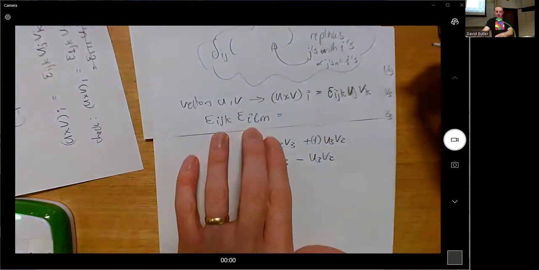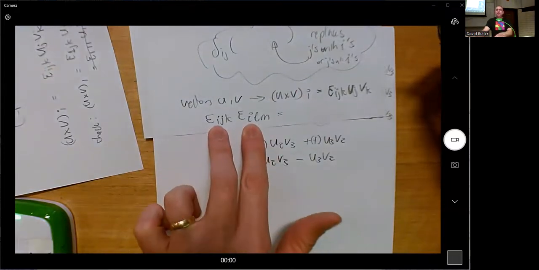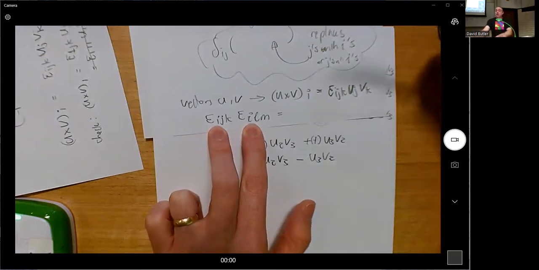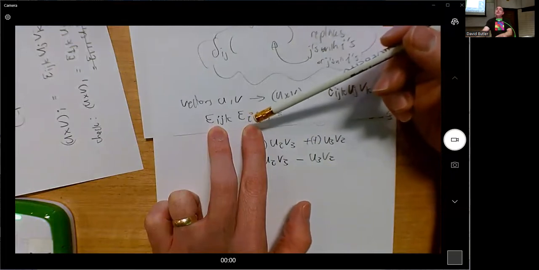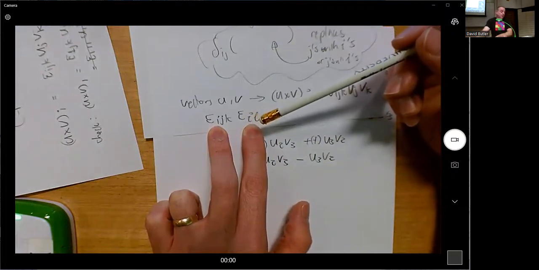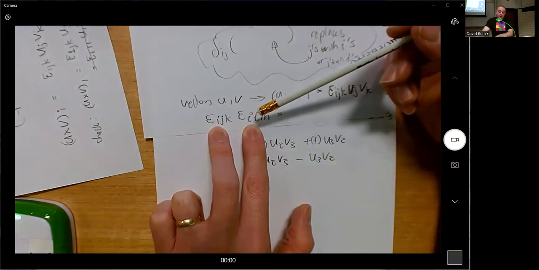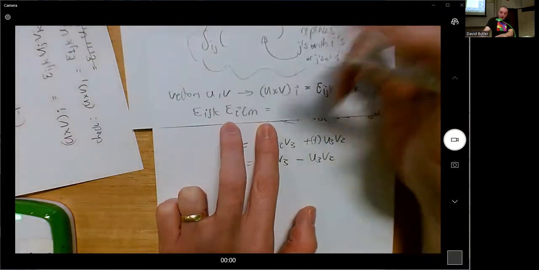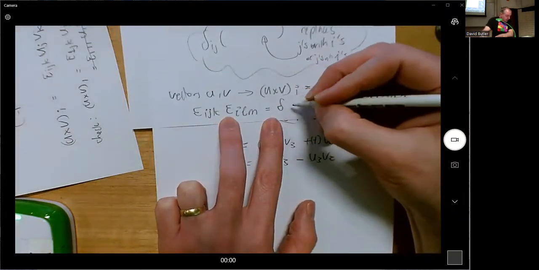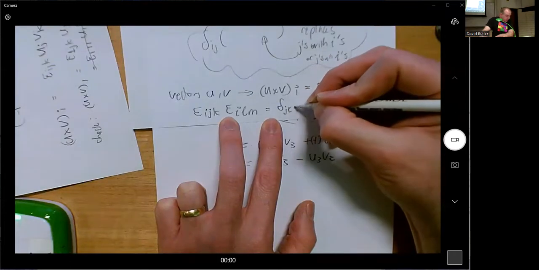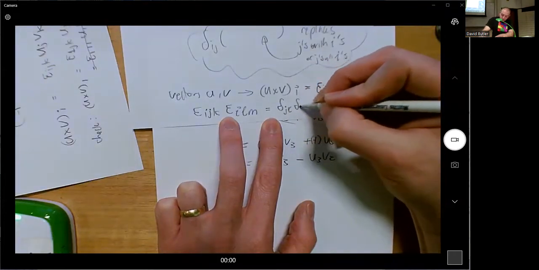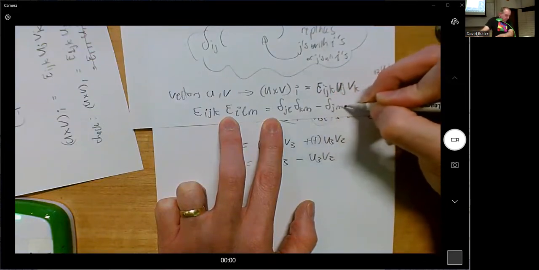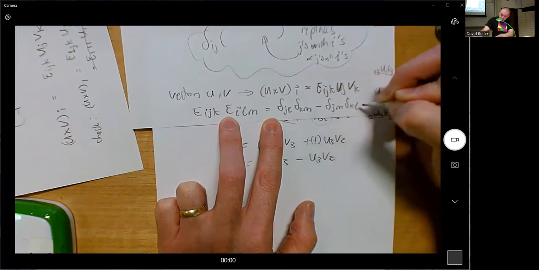So just checking here, the only position that matches is the I. And so this thing should be equivalent to another thing that doesn't have an I in it, but it's going to be required to have J's and K's and L's and M's. And apparently it is delta JL delta KM minus delta JM delta KL.